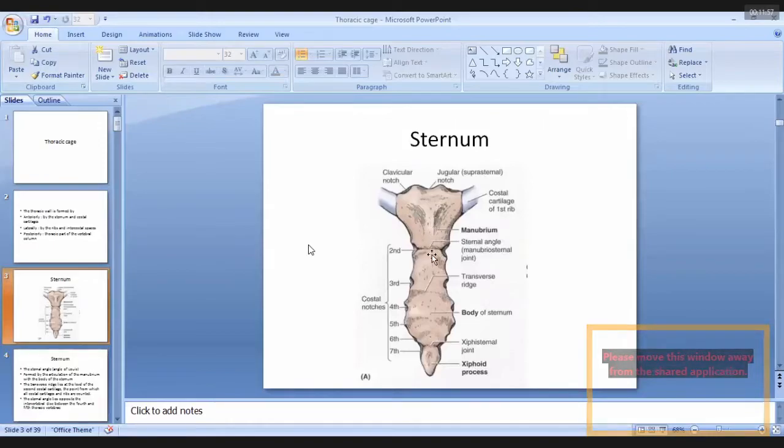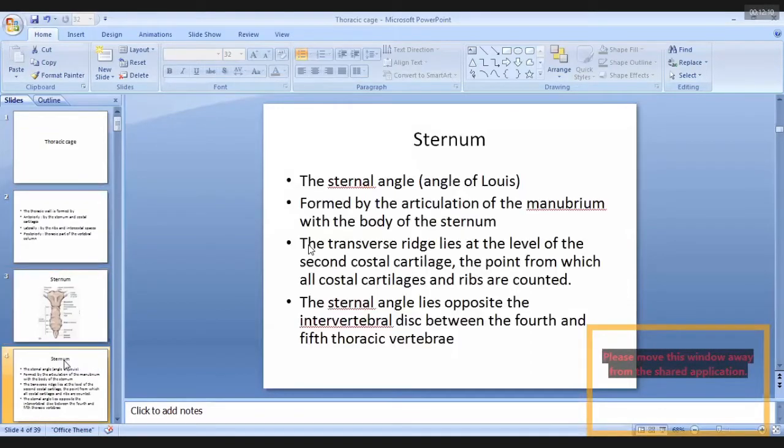So first of all, you have to palpate this sternal angle, then locate the second rib, and after that the corresponding intercostal spaces and the ribs you can easily count. The sternal angle lies opposite, on the posterior aspect, to the intervertebral disc that lies between the fourth and the fifth thoracic vertebrae.